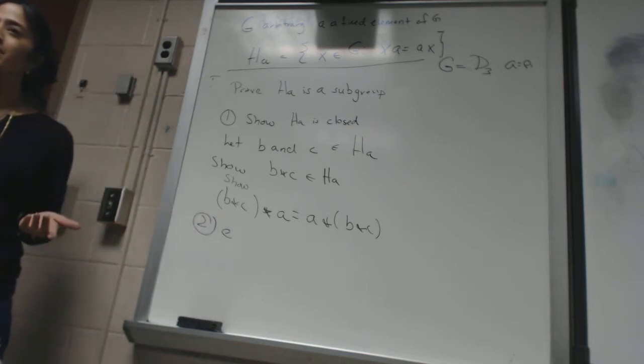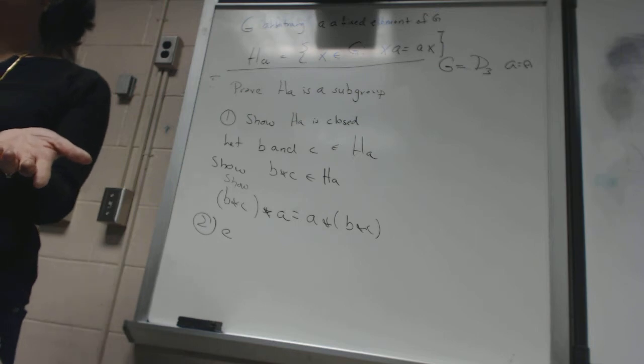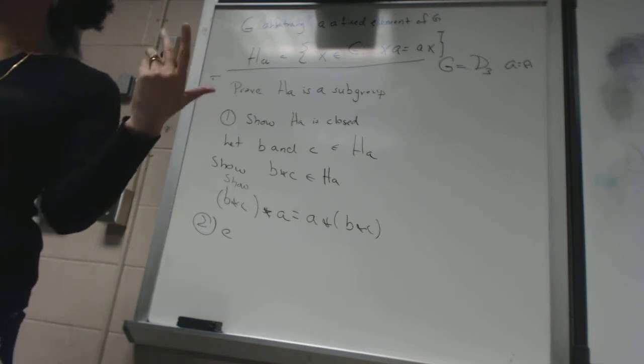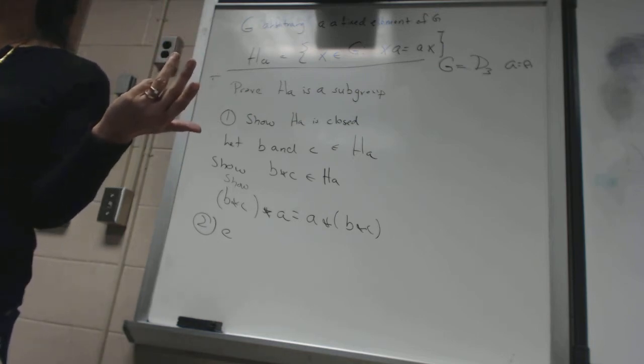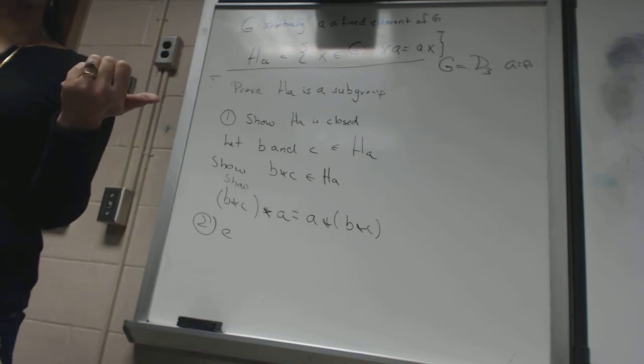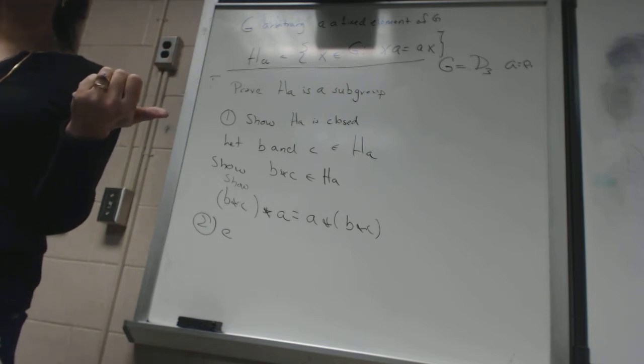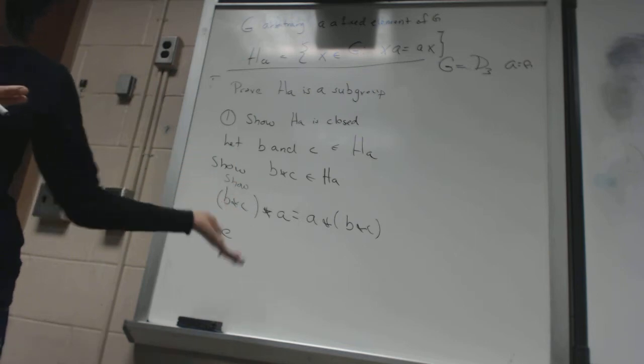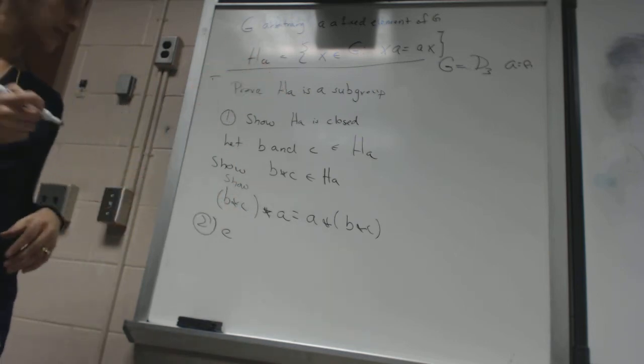Is E in the club? Identity comes along. Bouncer says, who are you? I'm special. I'm the identity of the group. So you're not special unless you satisfy the criteria of being in this club. So you have to show E actually belongs to the club.